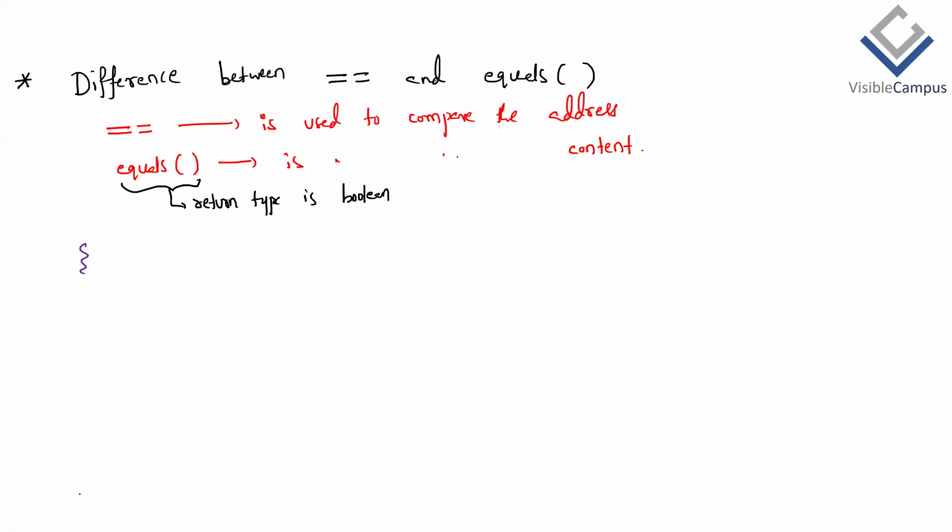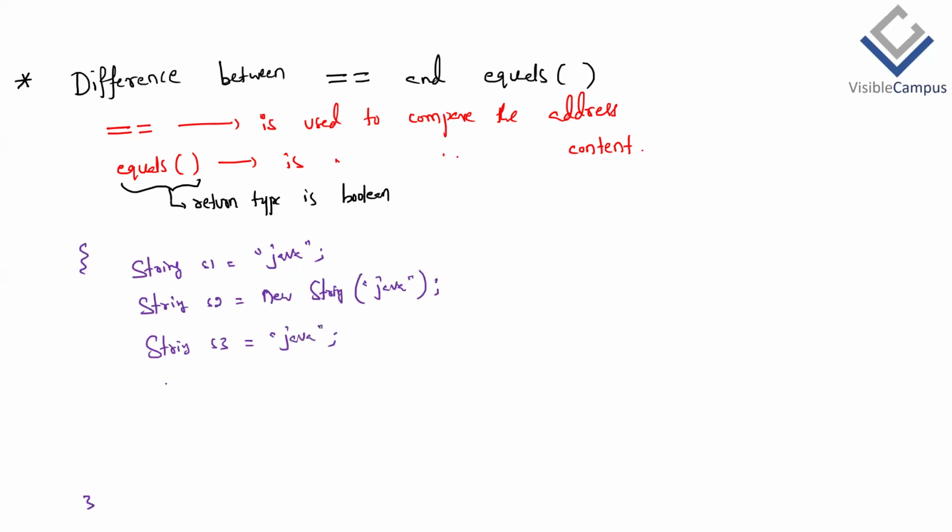Inside the main method, assume that I am creating some objects like this. String s1 equals Java in lowercase, no spaces here and there. The next, string s2 equals new String of Java, once again the same spelling, lowercase, no extra spaces. Then string s3 equals Java. The next, string s4 equals new String of Java.